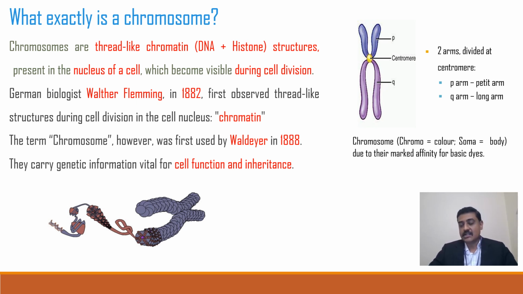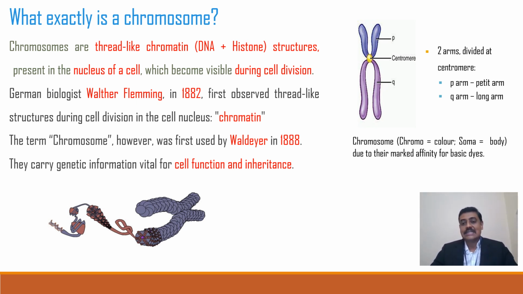If you look at the structure of a chromosome, typically it contains a shorter or smaller arm, and it also contains a longer arm. The shorter arm is called the P arm, and it is otherwise also known as the petite arm. The longer arm represents the Q arm, and it is also called the longer arm.